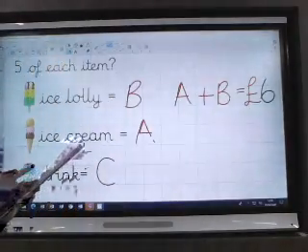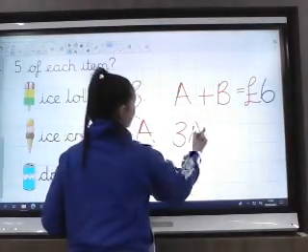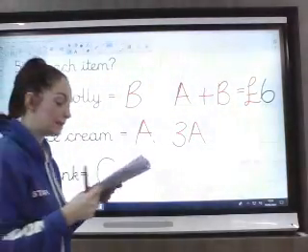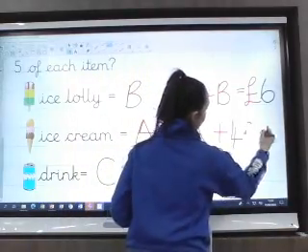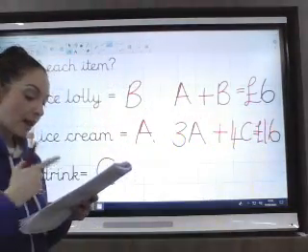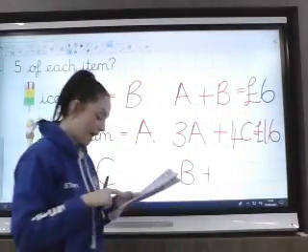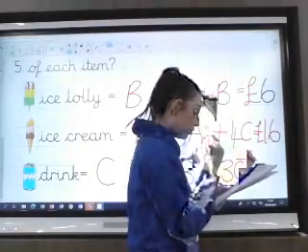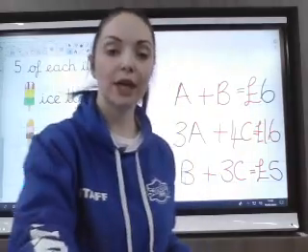The next one says 3 ice creams. So that's 3A. Remember, we times it, don't we? And 4 drinks cost £16. So 4 drinks, so that's 4C equals £16. Yeah? And then the last one is 1 ice lolly, so that's just B. Add 3 drinks, so that's 3C equals £5. Okay? And now you can start to try and work it out.